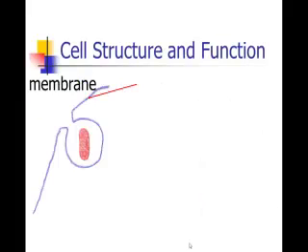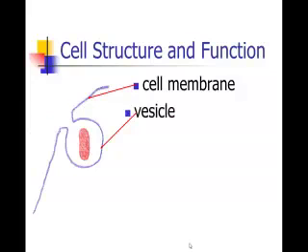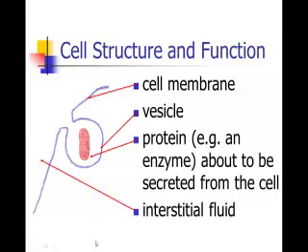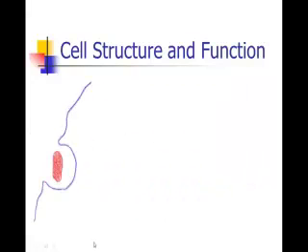So here's an example. Here we have the cell membrane. Here this vesicle had been released a little while ago from Golgi complex, and here is a protein, let's say it could be an enzyme, and it's going to be secreted by the cell, maybe a cell in the stomach or the pancreas. And then there's the fluid surrounding the cell. That would be called interstitial fluid.